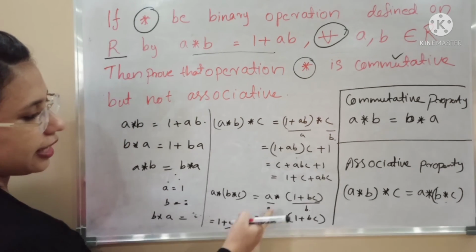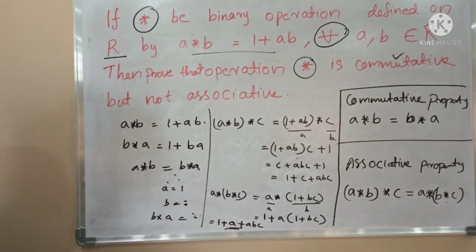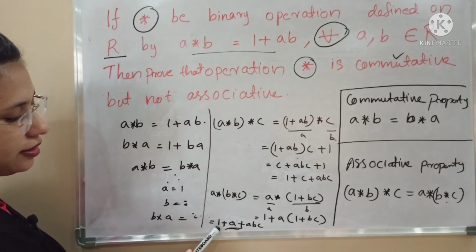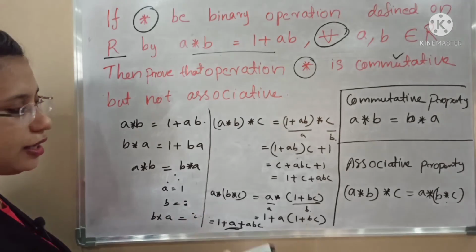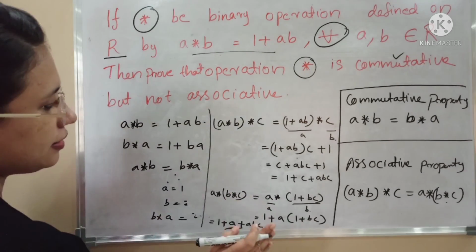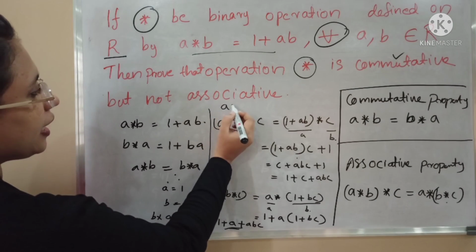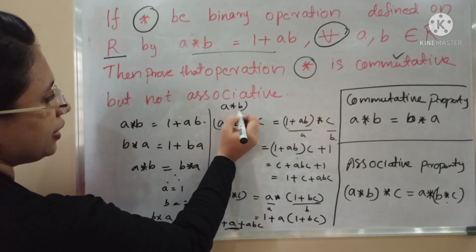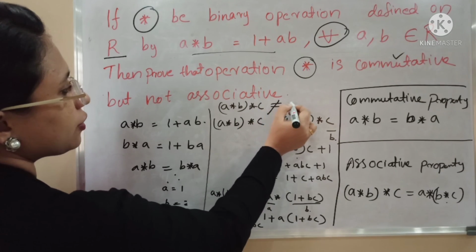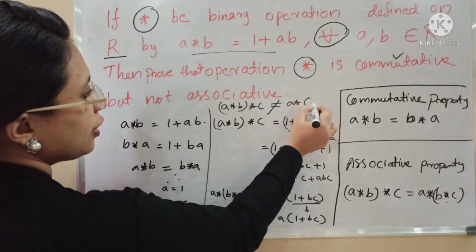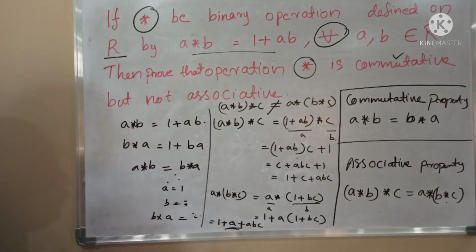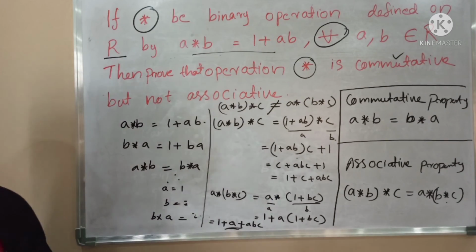So look at this answer and this answer. This is 1 plus c plus abc. This is 1 plus a plus abc. So from this we can say that (a star b) star c is not equal to a star (b star c). So this relation is not associative.